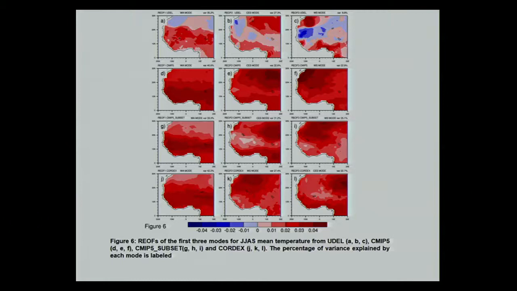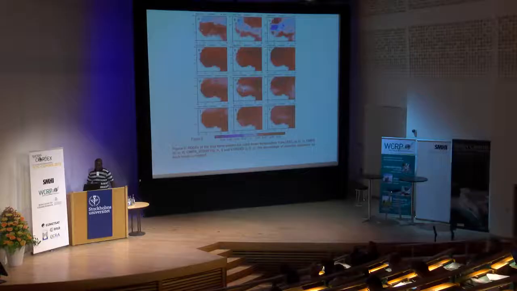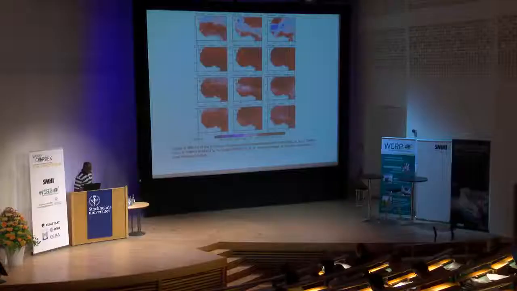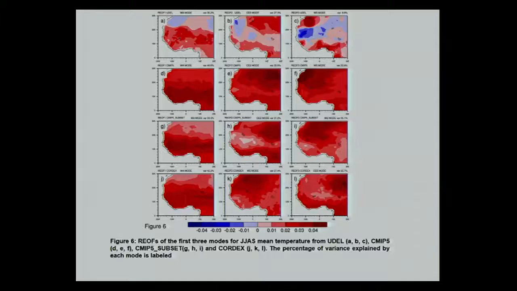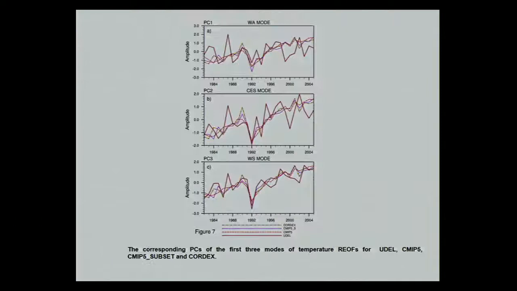And we find mainly three modes. We have one called the West African mode, which is here. And at least this mode has been reproduced by the three models to some extent. We have also the Central Eastern Sahara mode and the Western Sahara mode. And for temperature, at least the three models mainly capture the spatial pattern. And this is the PC, the principal components for the temperature. And we can find out that at least for interannual variability, mainly for the temperature, we are getting something good.